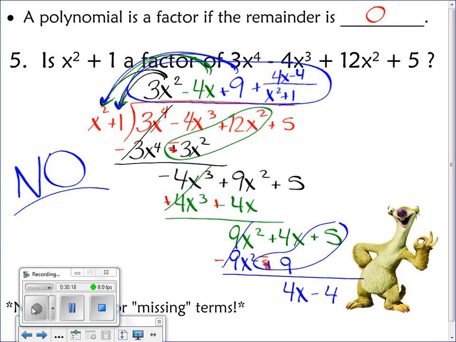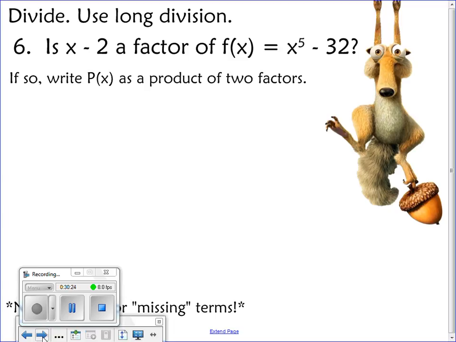One to go. You ready? One to go. Is x minus 2 a factor of f of x equals x to the 5th minus 32? How do you tell if it's a factor or not? We have to divide it, right? We're looking at whether or not it has a remainder. So let's set it up. X to the 5th minus 32 divided by x minus 2. Hey, it's not long, right?